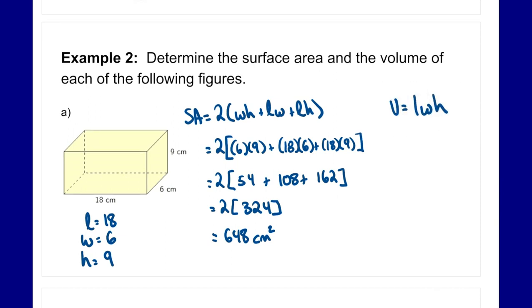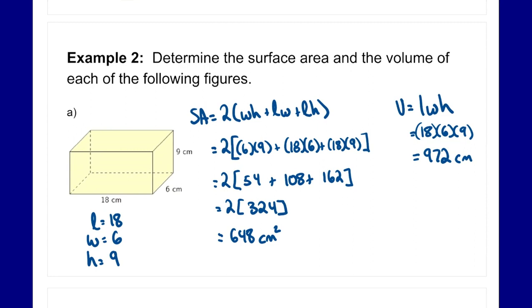Volume's a little bit easier. Volume is just length times width times height. So 18 times 6 times 9, multiply those three numbers together, get 972 centimeters. And for volume, our units are always going to be cubed. So a 3 instead of a 2. That's because we're taking 3 units and multiplying them together. So centimeters times centimeters times centimeters, which we think back to our power laws, something multiplied by itself 3 times is cubed. So the units would be centimeters cubed.